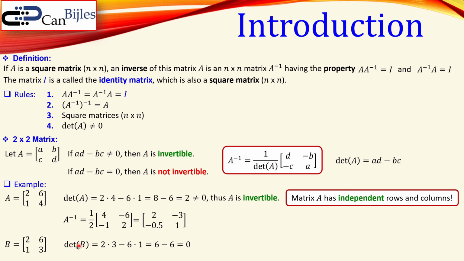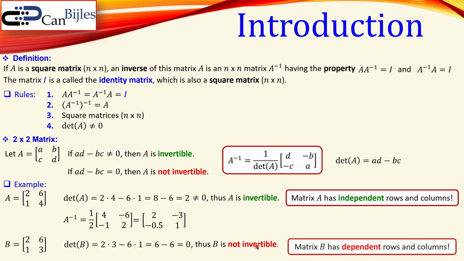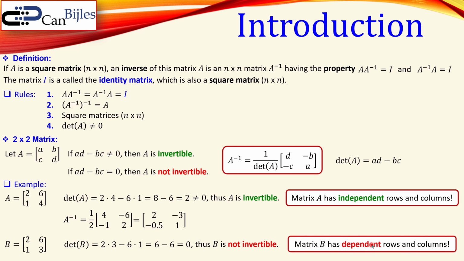We first determine the determinant. So the determinant of this B is 2 times 3, which is shown here, minus 6 times 1. That will be 6 minus 6, so that is 0, exactly. So that means B is not invertible. That means B has dependent rows and columns.